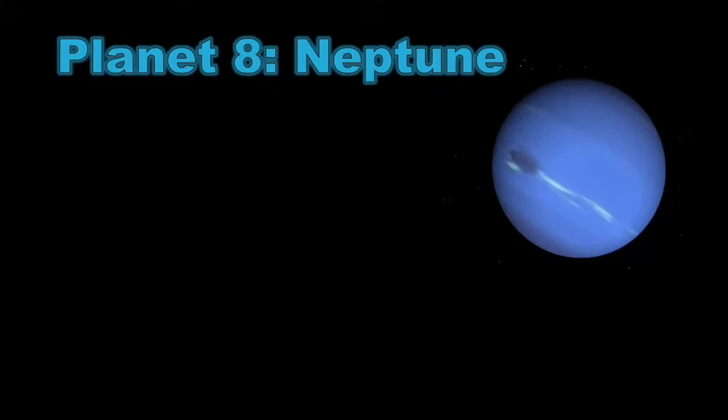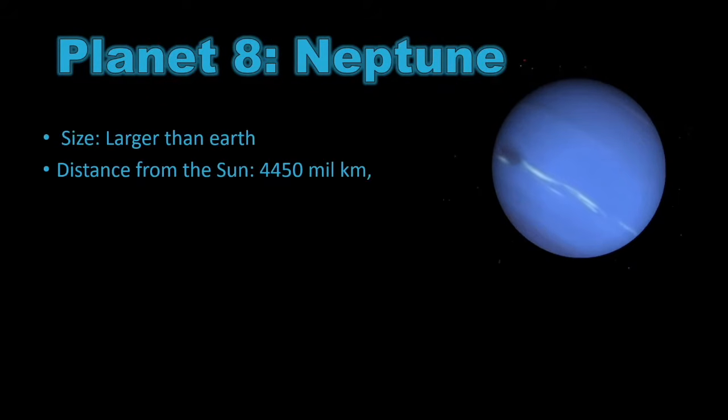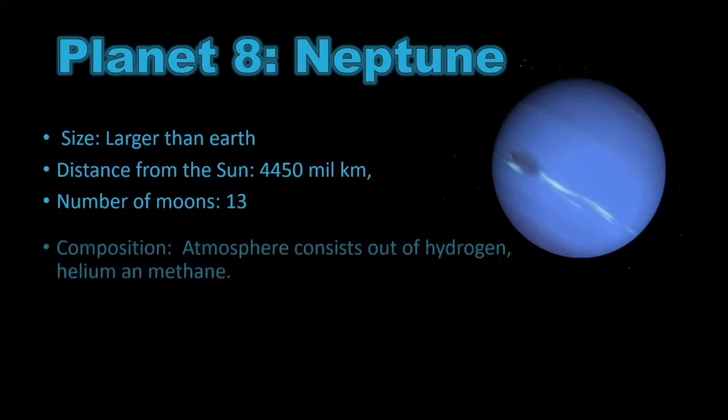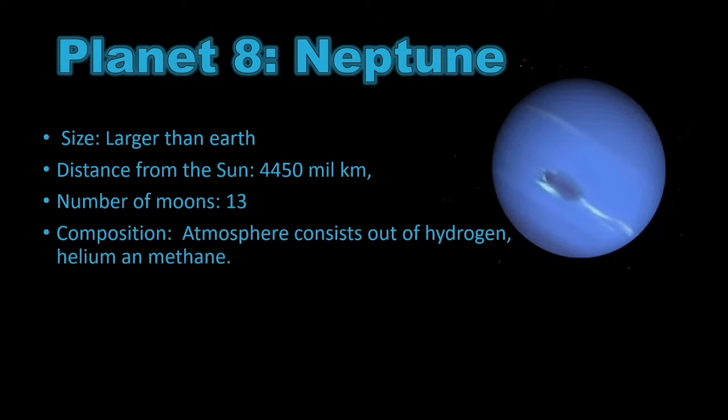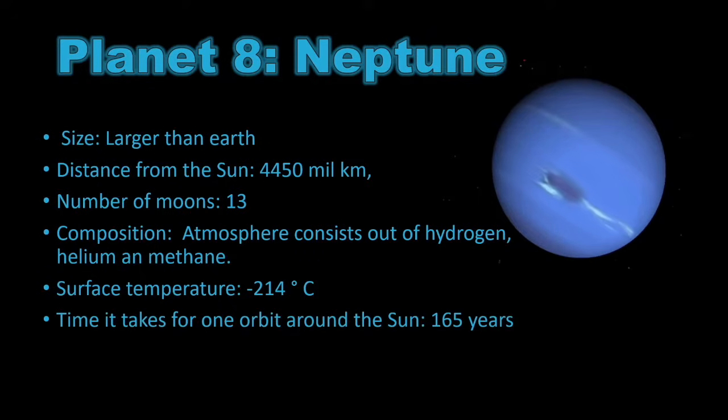Now our last planet is Neptune. Neptune is also larger than Earth. It's about 4,450 million kilometers away from the Sun. It only has 13 moons, and it has an atmosphere that's made out of hydrogen, helium, and methane. The temperature is about minus 214 degrees, and it takes about 165 years to orbit around the Sun.